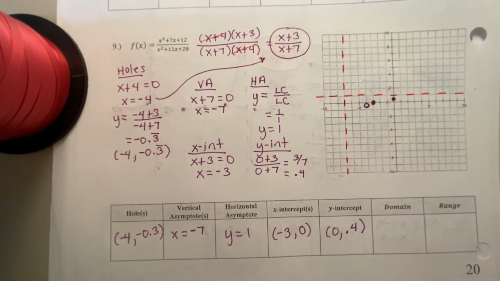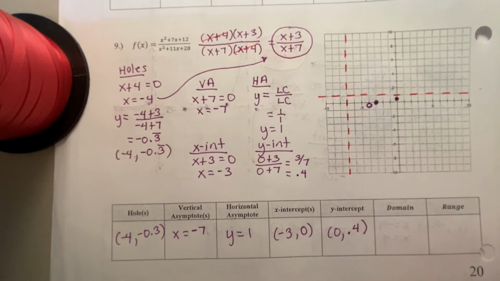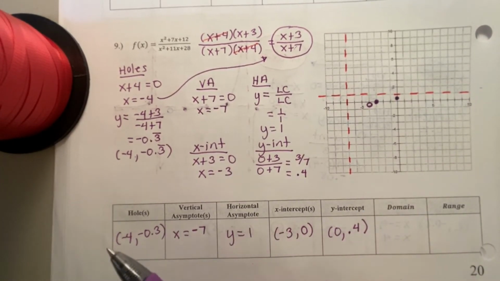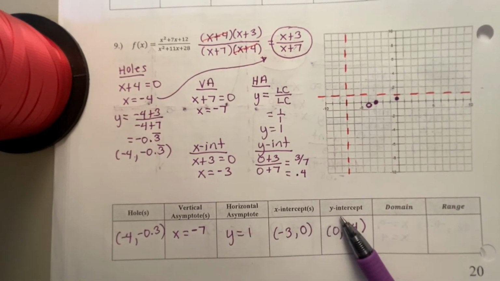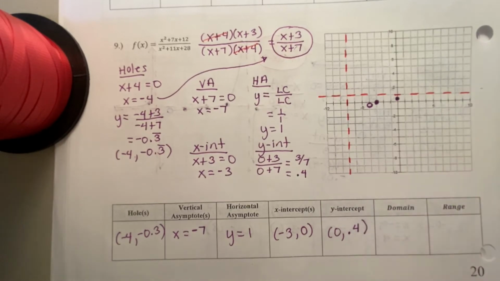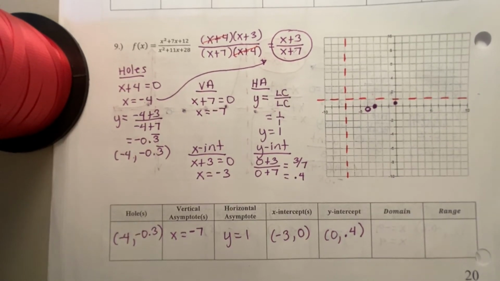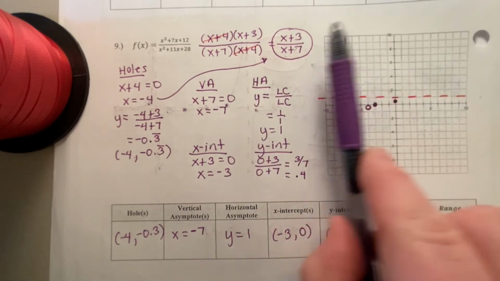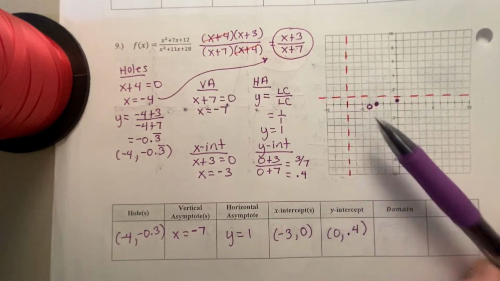All right, so now this is where we kind of go beyond what I'm expecting for you in this class because of remote learning. For your assessments, you're going to have to be able to identify the hole, the vertical and horizontal asymptotes, and the x and y-intercepts. But for this video, I do want to show you the graphing just in case, because I do want you to see how you would get that graph. So remember, you want points in each region.